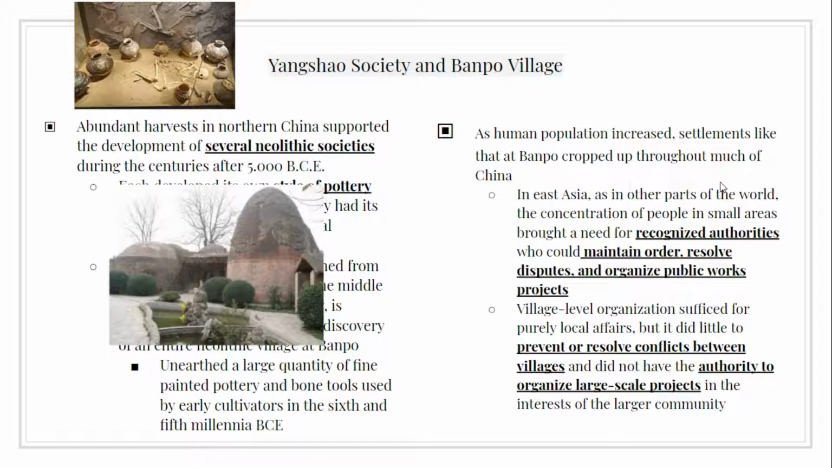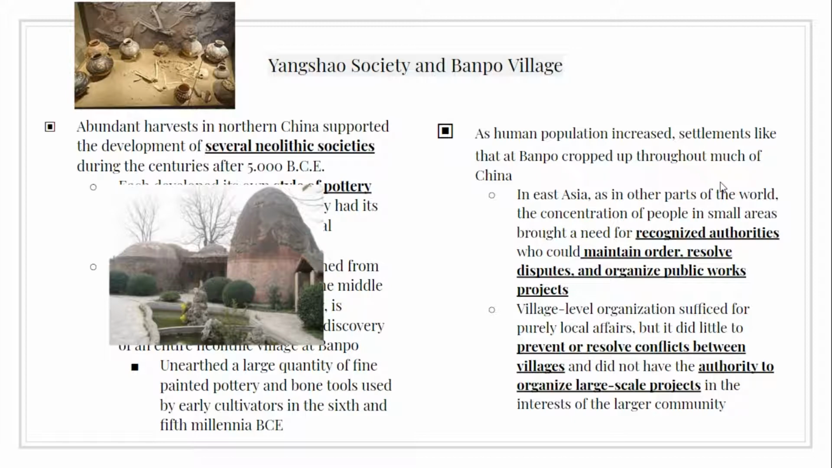And once again, as human population increased, settlements like that of Banpo cropped up all throughout much of China. In East Asia, as in other parts of the world, the concentration of people in small areas brought a need for recognized authorities who could maintain order, resolve disputes, and organize public works projects.